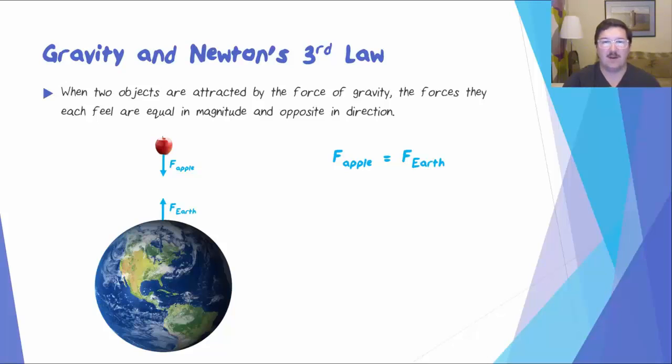How is this possible? Well, the forces are equal, but the apple has a very, very, very small mass compared to the Earth. Therefore, the apple experiences a large acceleration. Because the mass of the Earth is so great, the acceleration of the Earth is pretty much imperceivable to us. So, though they both feel the same amount of force, they don't both react to that force the same amount.